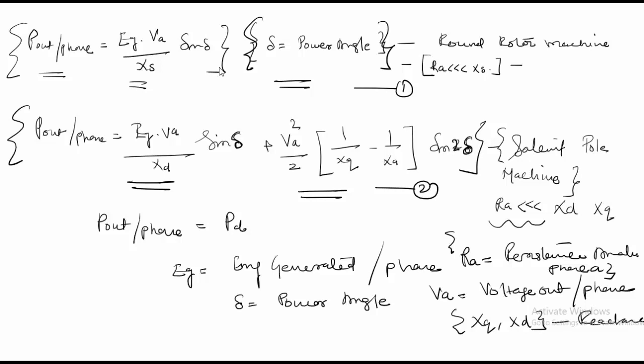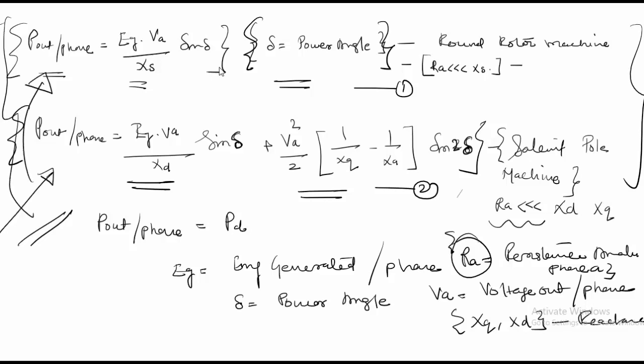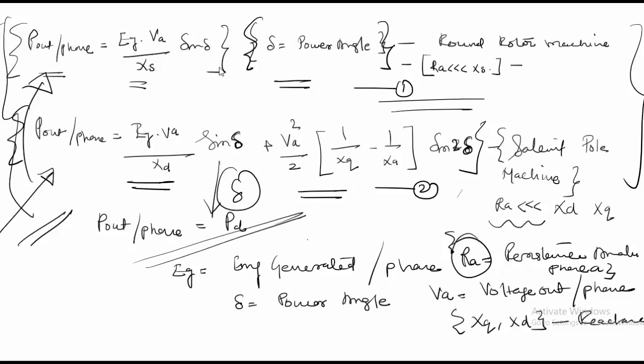Based on these two equations, in both these equations my Ra was neglected. So I will show now, first considering the salient pole, then discussing the P output, the behavior and how to find the power angle delta in cases where you are considering your resistance.